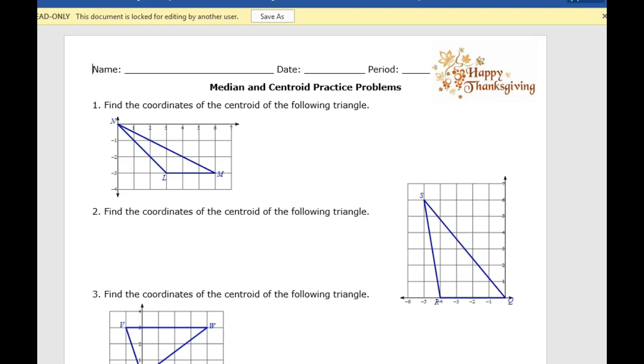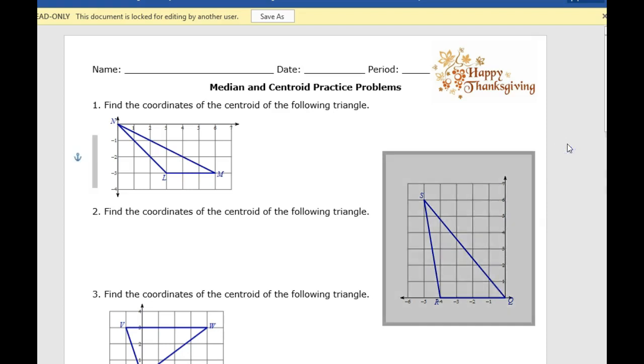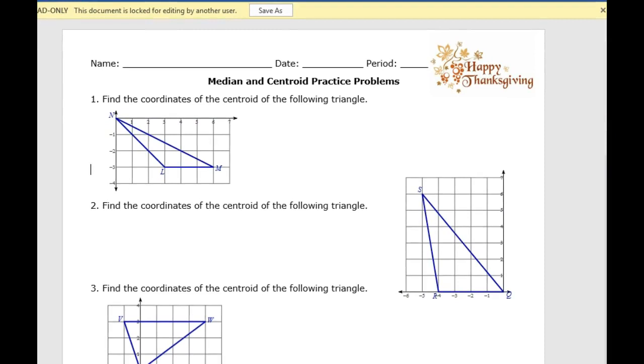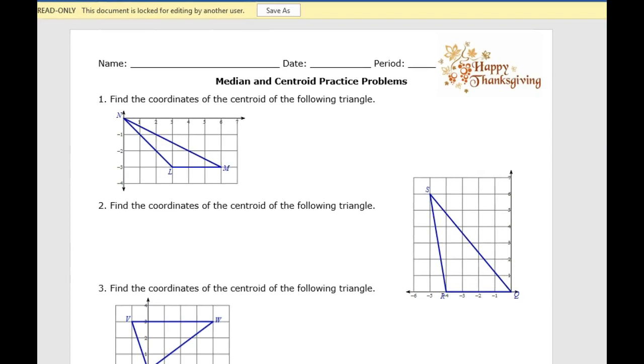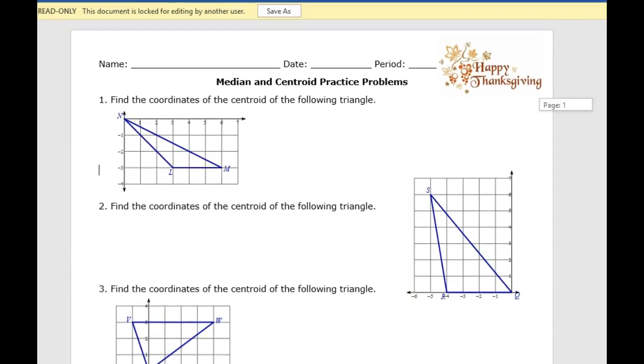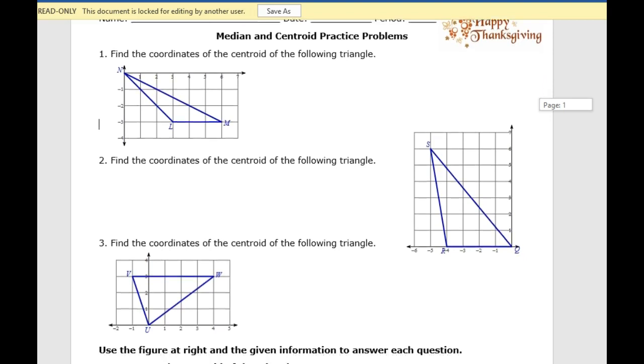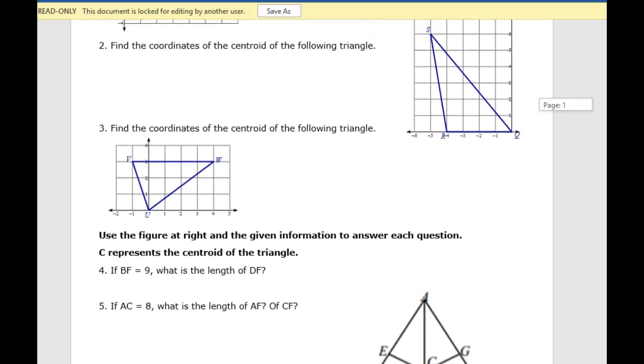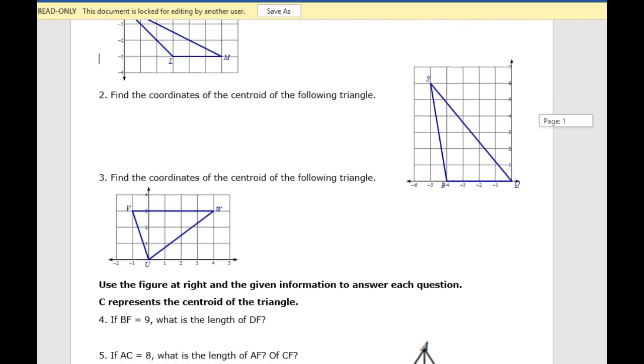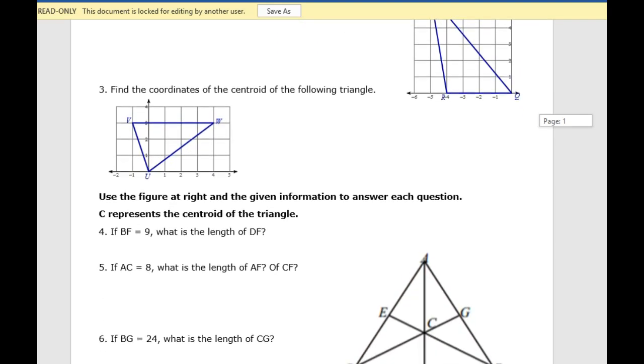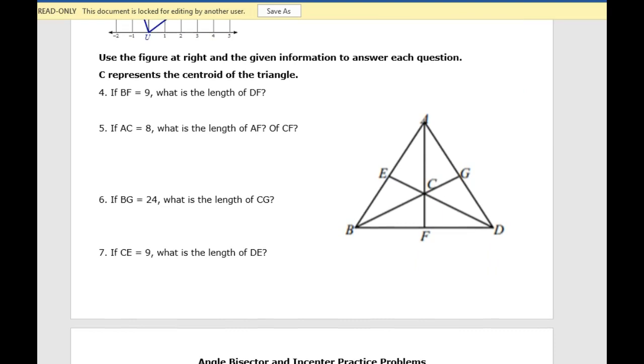So now you're able to finish this assignment. This assignment we got 2 days ago, okay? So the front side is median and centroid practice. This is what we've been doing the last 2 days. So the first 3, make a centroid by connecting 3 medians. Look at your notes. 4, 5, 6, and 7. This is based on what we did yesterday. Look at your notes from yesterday.